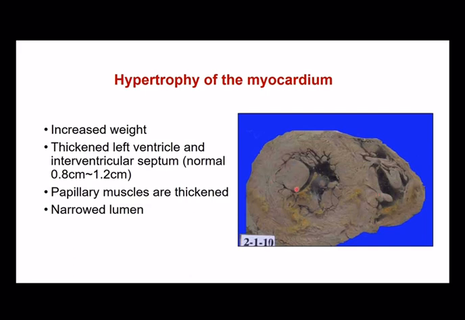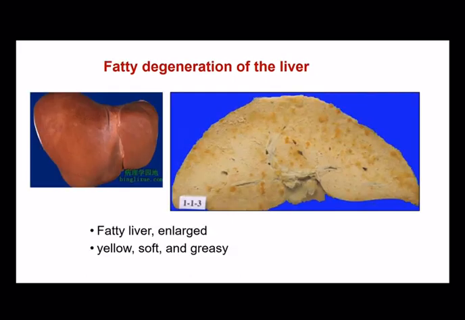The papillary muscles here are thickened and strong. Inside of the left ventricle is smaller. The lumen is smaller here. This is a typical hypertension heart disease. The hypertension increases the workload of myocardium. These cells undergo hypertrophy.